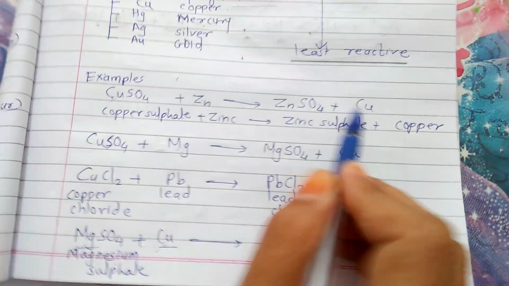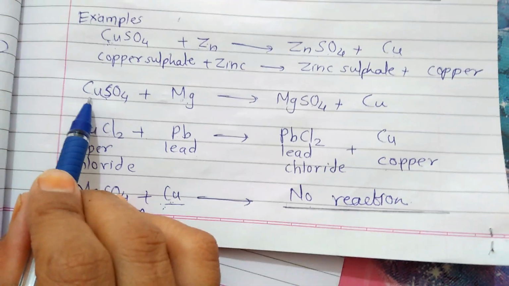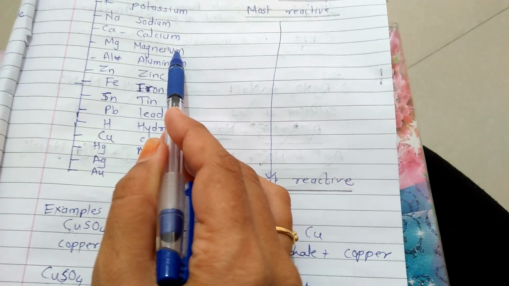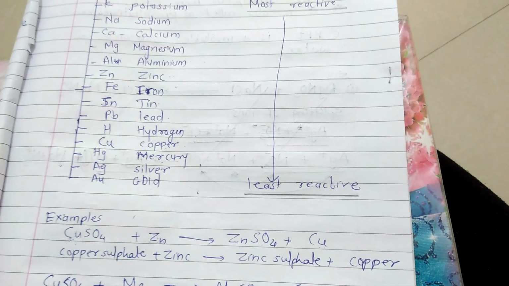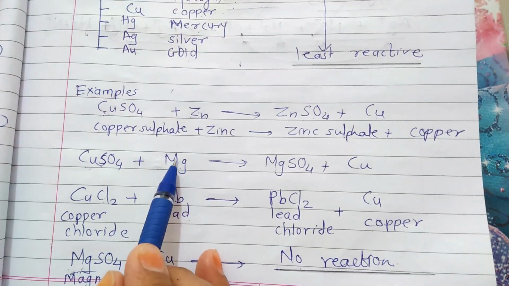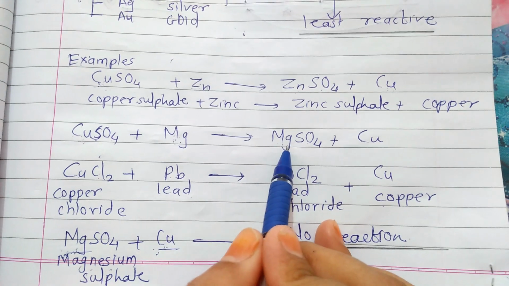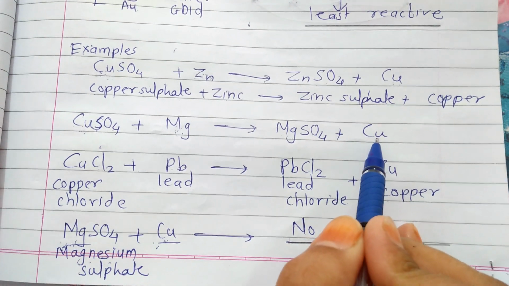Now the second reaction: copper sulfate plus magnesium. In the reactivity series, magnesium is more reactive than copper, and copper is in the solution form. So magnesium displaces copper from its solution to form magnesium sulfate and copper.